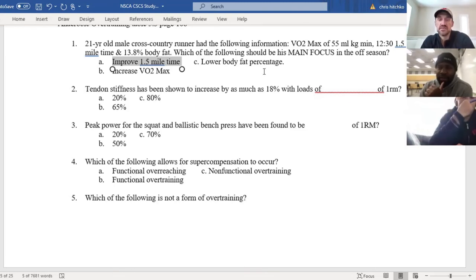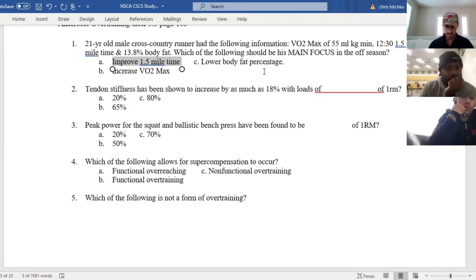Close. Resistance. Okay. And then you're going to have potentially overtraining, which would be the exhaustion part. So there is this supercompensation that can occur. And so this is where it gets into functional overreaching, functional overtraining, or non-functional overtraining.